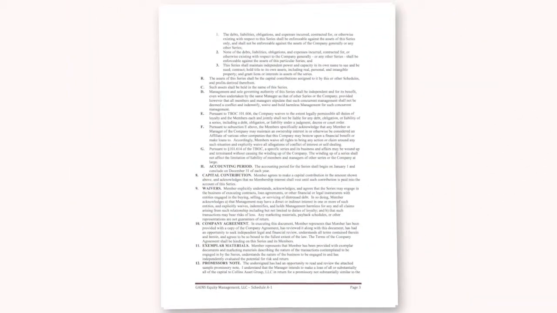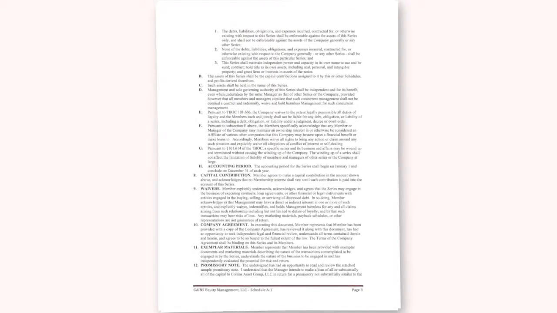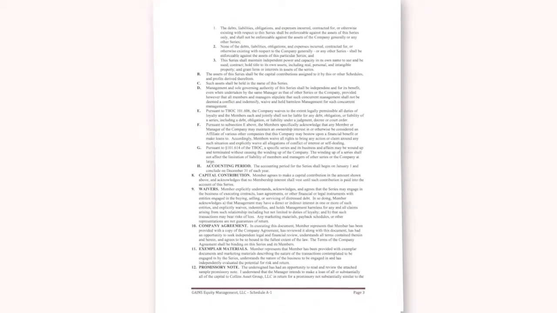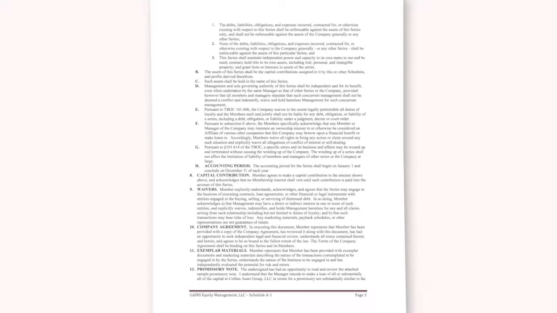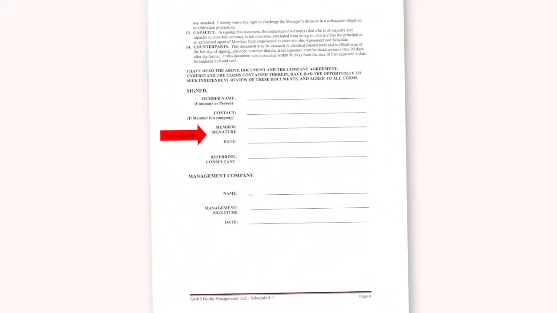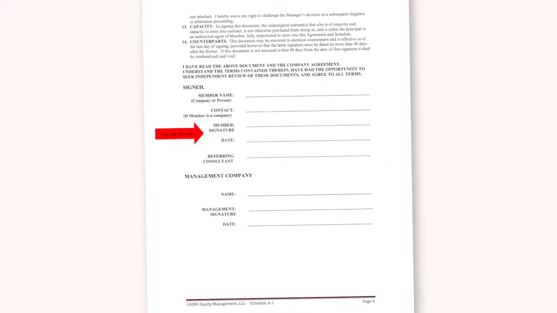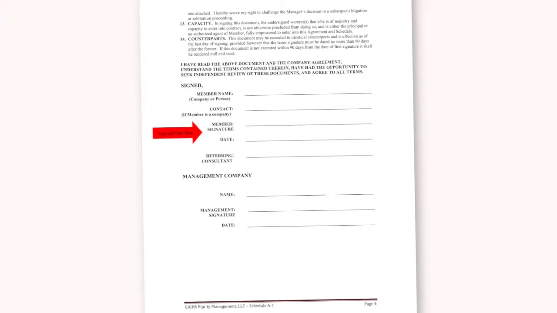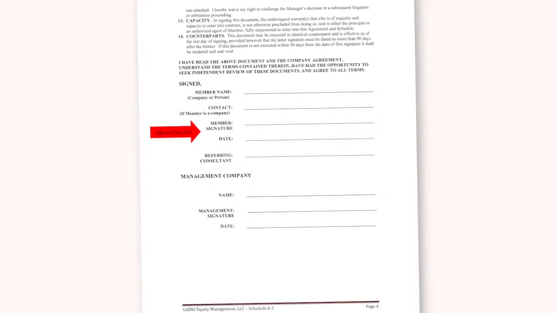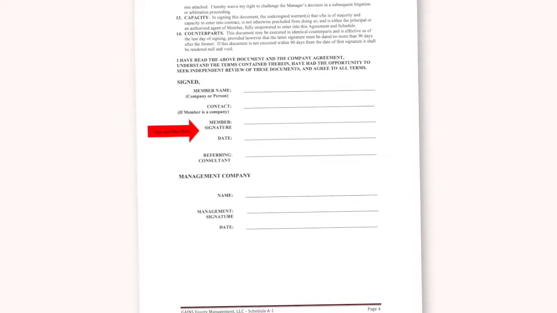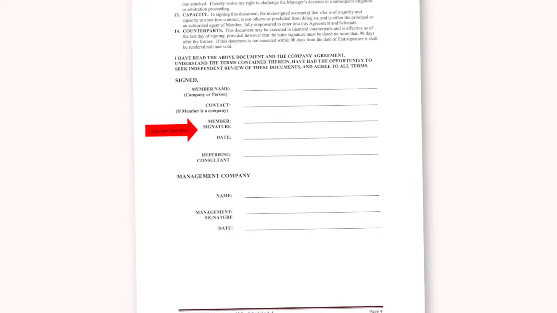The additional items that are covered in the Schedule A-1 include a statement that the member has read and agrees to the company agreement and promissory note. At this point, the member would fill in their name and sign and date the Schedule A-1 along with filling in their referring consultant. Along with the signed promissory note, the member or consultant would send in the signed Schedule A-1 along with their capital contribution to Gaines.